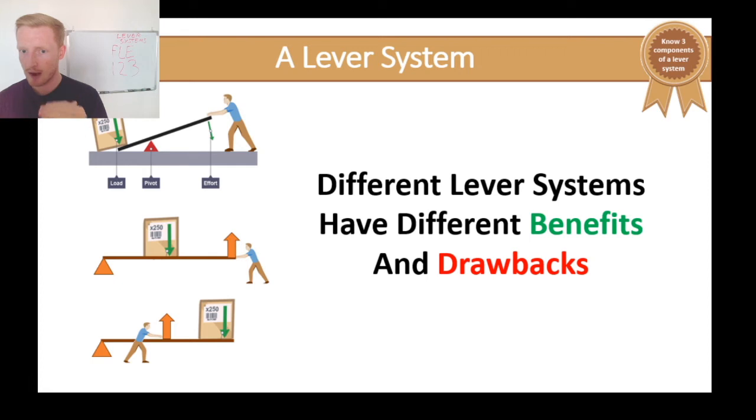Then we changed it around. Option 2, where the load was in the middle. FLE, 1, 2, 3. If the load's in the middle, it's number 2. It's a second class lever system. Different to the first one. Different benefits, different drawbacks. And then the third one, FLE, 1, 2, 3. Effort is now in the middle. The person pulling on the plank is now applying the effort in the middle of this whole structure.